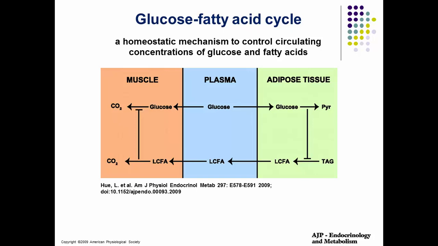So the simple description of the Randle cycle, the glucose fatty acid cycle, is that when our body utilizes more glucose, fatty acid utilization is inhibited in the fed condition. And in the fasting condition, when our body utilizes more fatty acids, it will inhibit glucose utilization, right? Questions?